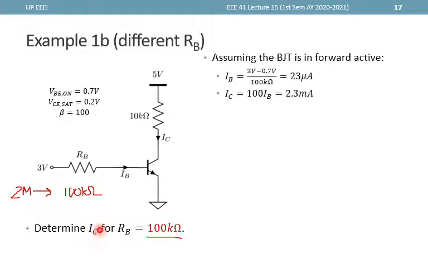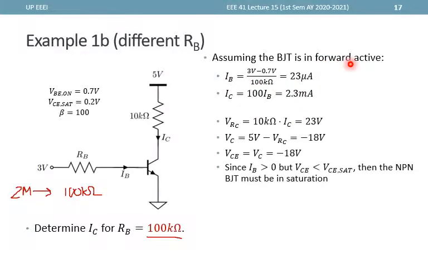So again, to get IC, we start with IB. IB is equal to 3 minus 0.7, since we're assuming it is in the forward active, over 100K. That's 23 microamperes, 2.3 volts over 100K. Again, beta is 100, so IC is equal to 100 times IB, or 2.3 milliamperes. Again, we still need to verify if the BJT is in the forward active region. VRC is 10K times IC, which is 2.3 milliamperes, which gives us 23 volts.